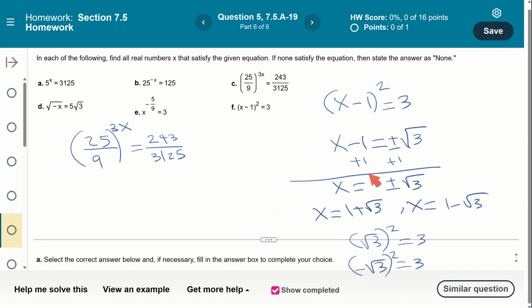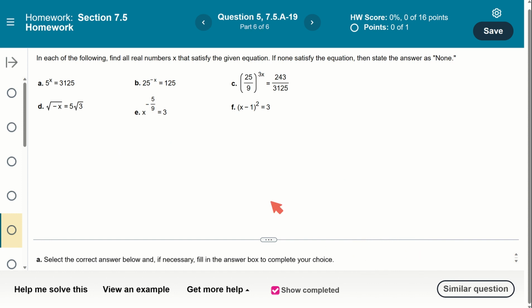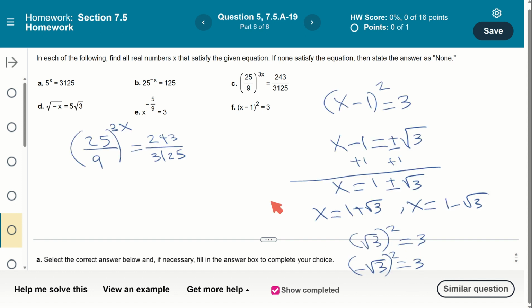Let me go ahead and erase this other one. Oh, I erased this one too. Hold on. All right, I'm just going to have to do it manually.